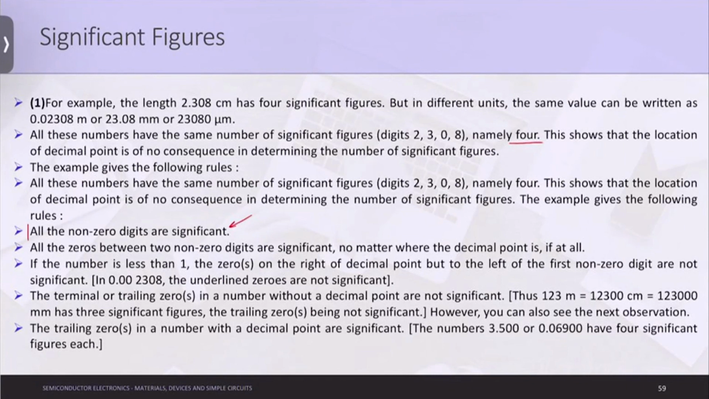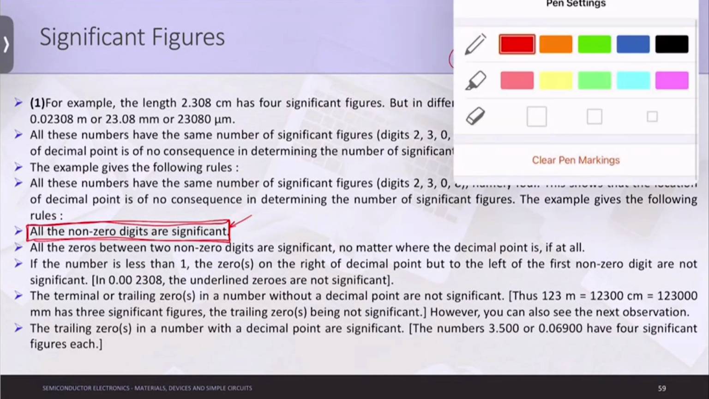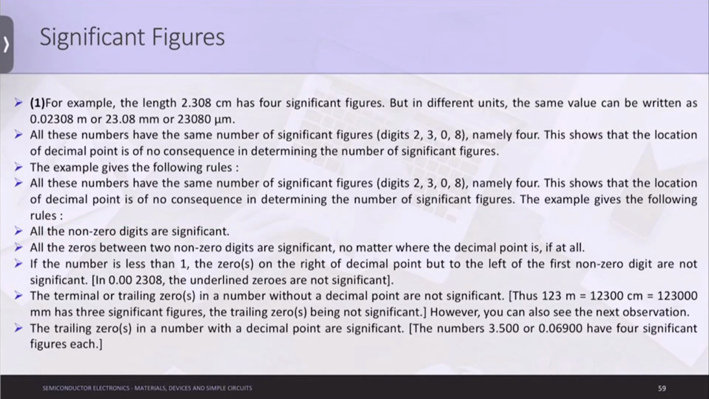Okay, so this is the rule, that all the non-zero digits are always significant. So let's say 1 to 9, everything is significant. That is the first rule. Some rules you can always predict intuitively, but they are stated here so that everything is in written form and we can refer to the rules if we have a confusion in the future. So all the non-zero digits are significant.